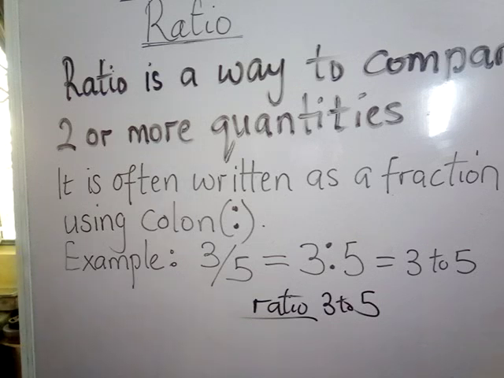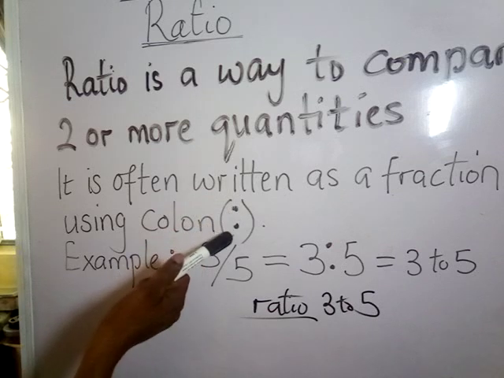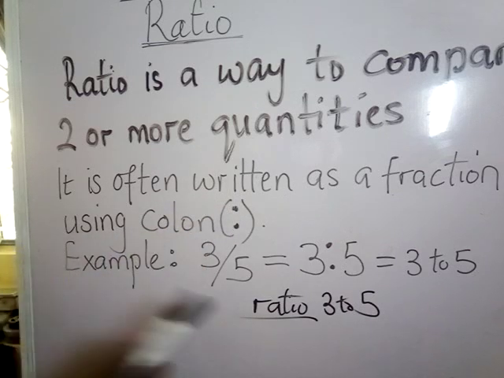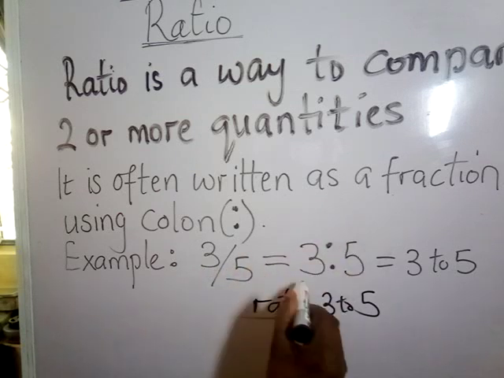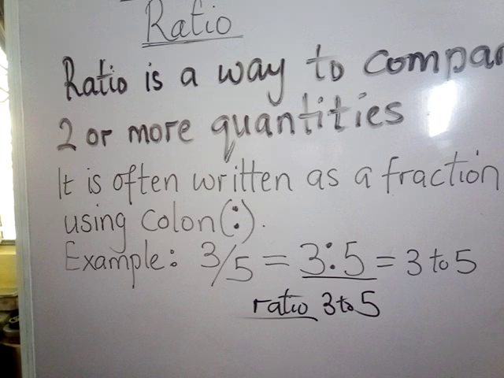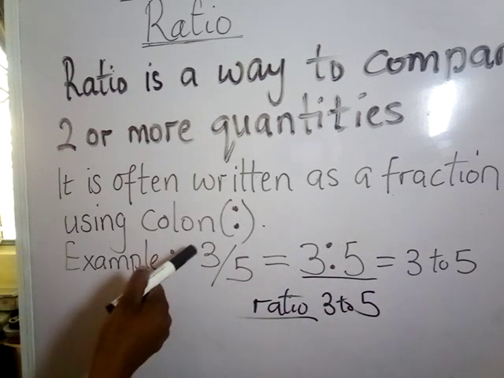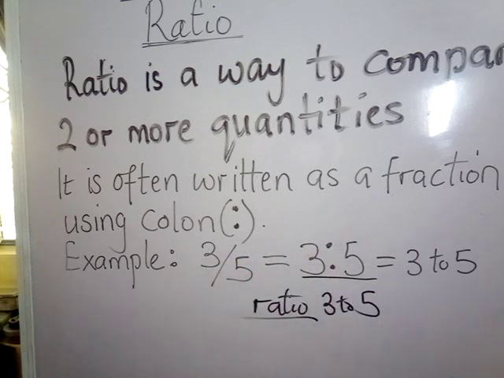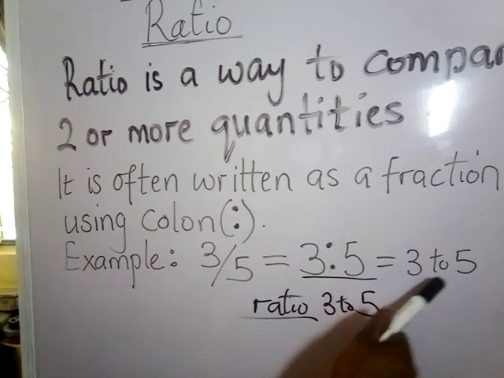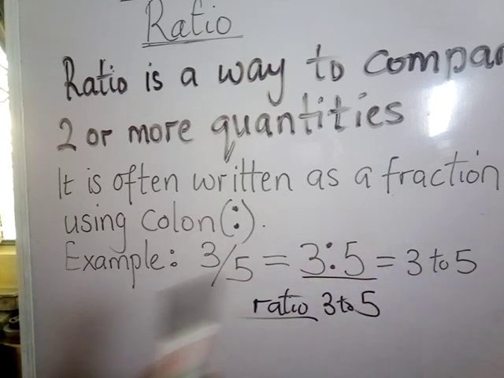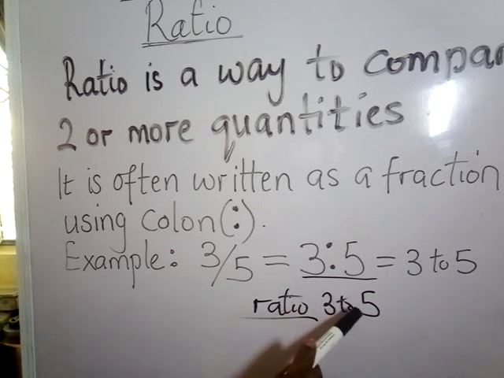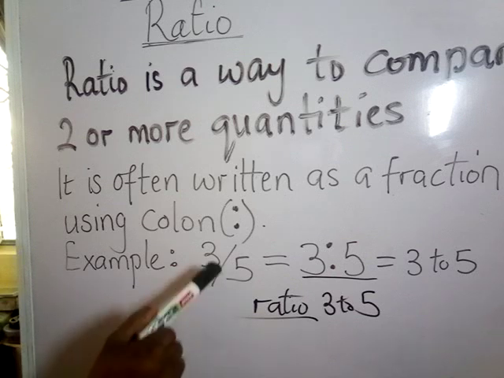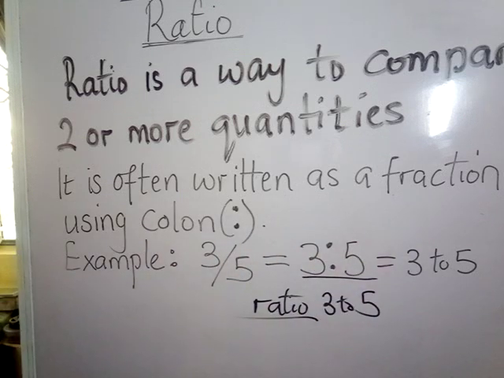It's often written as a fraction, like 3 out of 5. But it can also be written, and I think more usually it's written, using a colon. This is a colon here. Okay, this is called a colon. It's written this way, I think, more often than as a fraction, but they mean the same thing. 3 out of 5 or 3/5 is the same as 3 colon 5, and it can also be written as 3 to 5. Whenever it's written as 3 to 5, most times the word ratio is added at the front: ratio 3 to 5. So when you see this, and this, and that, they mean the same thing.